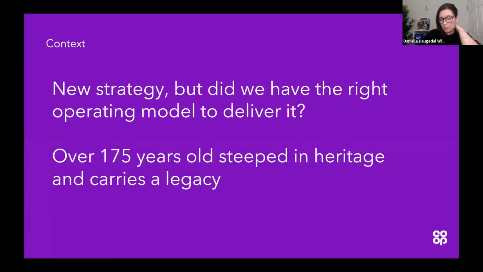So we had a brand new strategy that we worked through in 2019 at the Co-op, but there were some question marks around whether we had the right operating model across the whole of the Co-op to deliver it. Now, not forgetting that the Co-op is like 175 years old. It's got lots of heritage. Everybody knows what it is, but also we carry a lot of legacy as well. And that's in terms of many things, from ways of working through to technology.